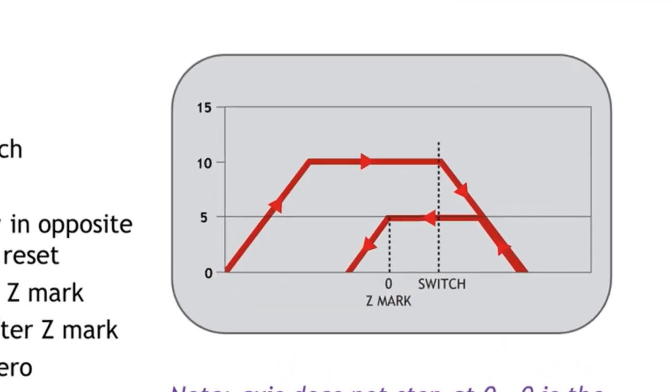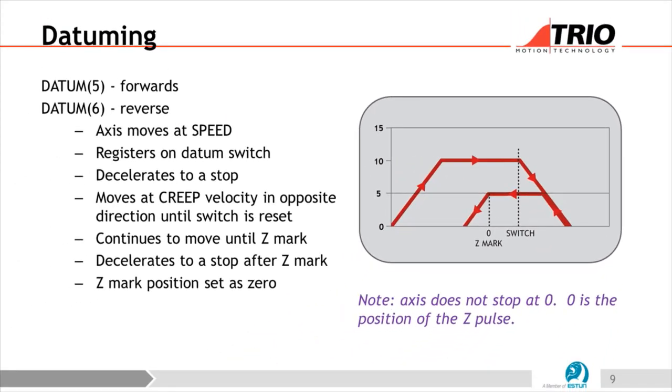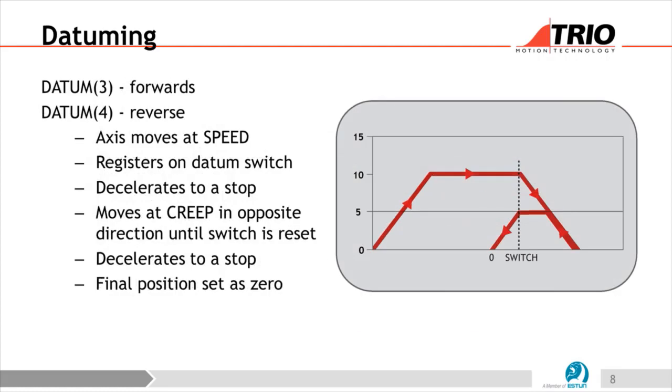So in this one, the axis moves at speed, registers on the datum switch, decelerates to stop, but then continues to move until the Z mark, then decelerates to stop after the Z mark. What's the difference between datum 1, 3 and 5? In this case, it doesn't actually see the Z mark, right?